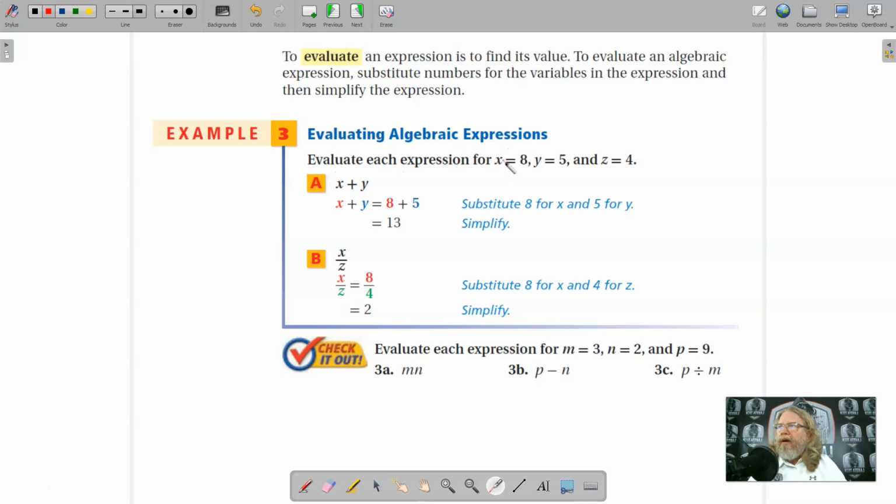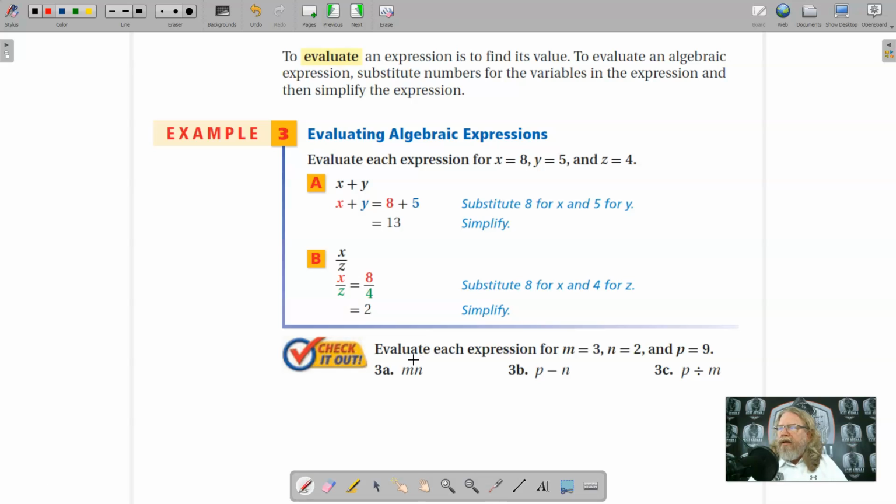Evaluate each expression for x equals 8, y equals 5, and z equals 4. Our first one is x plus y. Let's substitute the values of x and y: x is equal to 8, y is equal to 5. Now that we've done the substitution, we can simplify the expression. 8 plus 5 is 13. For example B, we have x divided by z. Let's substitute those values: x is equal to 8 and z is equal to 4. Every fraction is a division problem, so 8 divided by 4 equals 2.